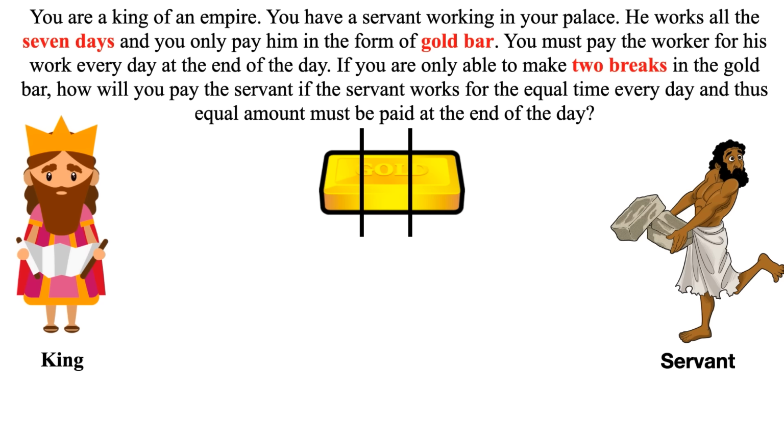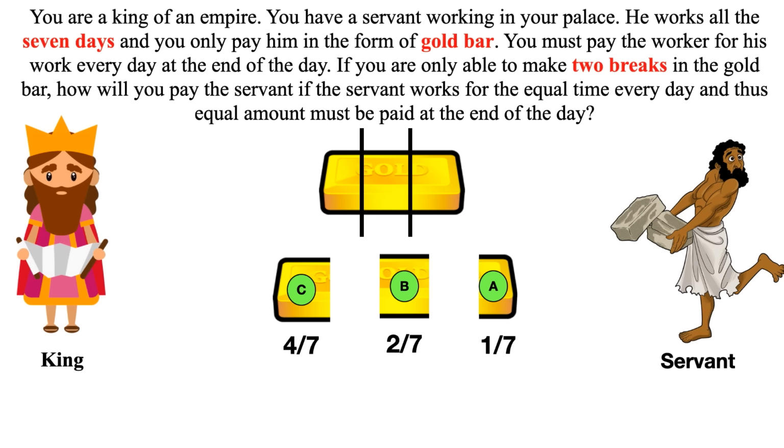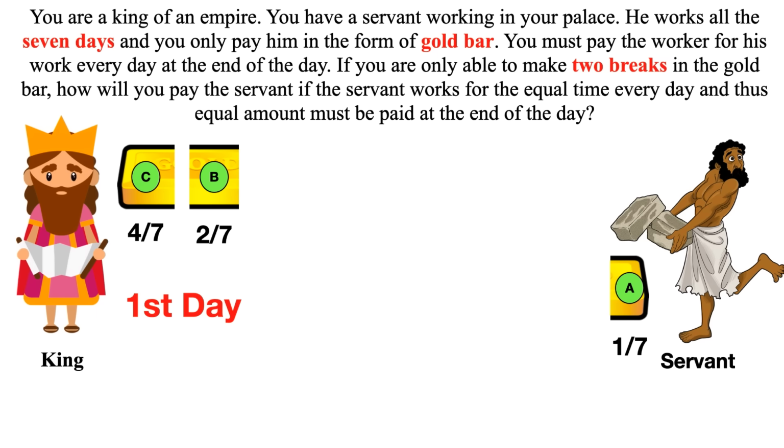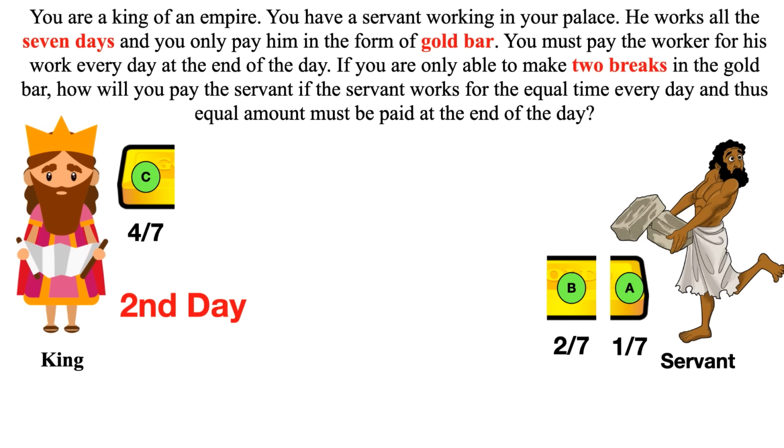Make 2 cuts on the gold bar such that you have the following sizes of bars. Bar A should be 1/7 of the bar, bar B should be 2/7 of the bar, bar C should be 4/7 of the bar. Let's check whether it is going to work. When day 1 ends, give bar A to the worker. Here you remain with bar B and bar C. Worker possesses bar A. When day 2 ends, give bar B to the worker and take bar A back. Here you remain with bar A and bar C.